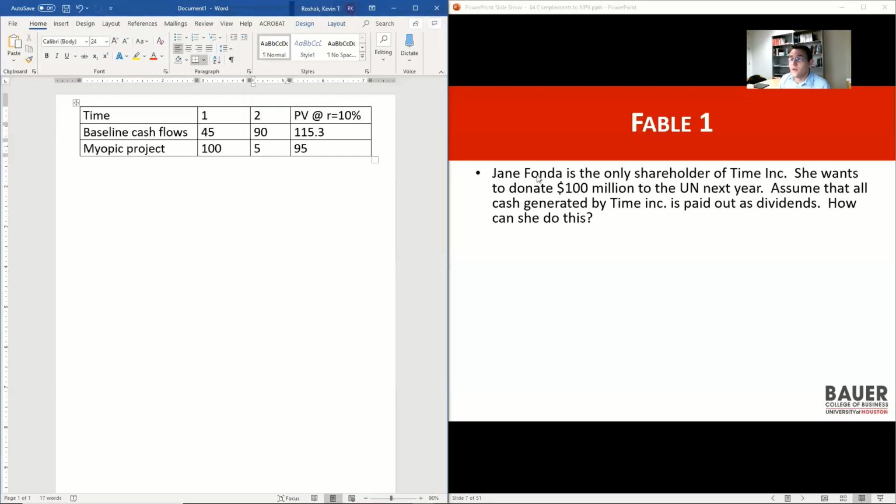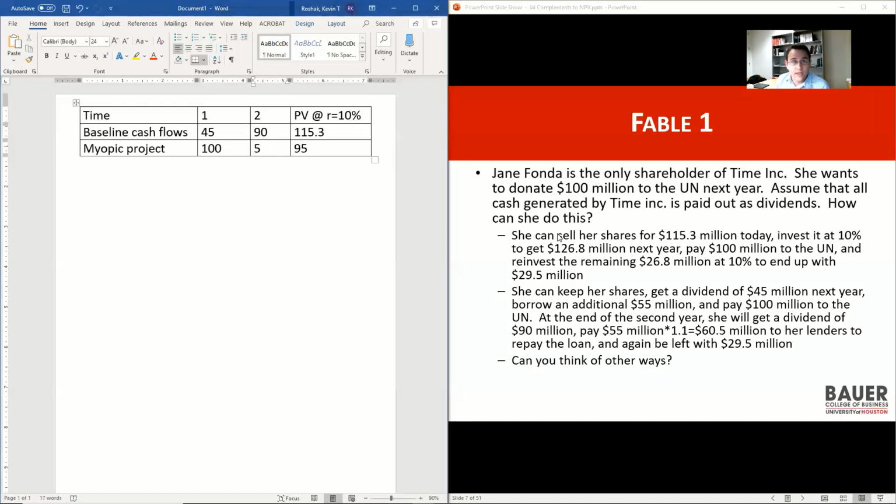Why not? Because your investors can do the same things that you can do. Under these assumptions that the financial markets are working well, you don't have to get a loan or sell equity. Your investor could do that. So that's what I have in these bullet points here. Jane Fonda herself could sell shares. Maybe she just sells everything at time 0 for $115. And then she knows that she'll have enough at time 1 to give the UN 100.